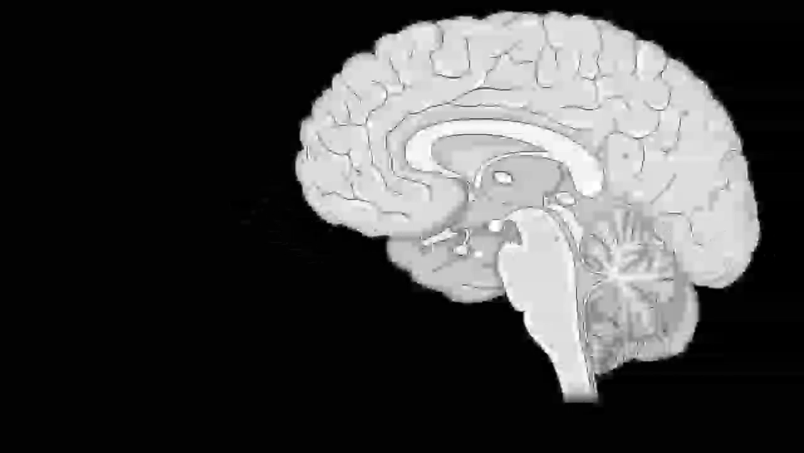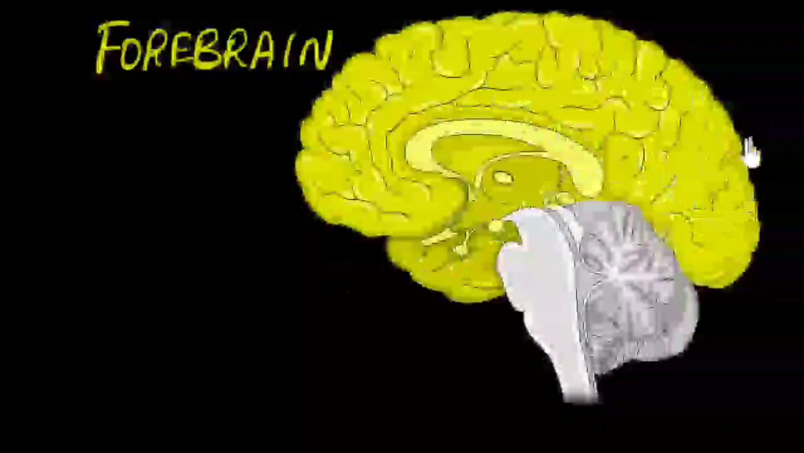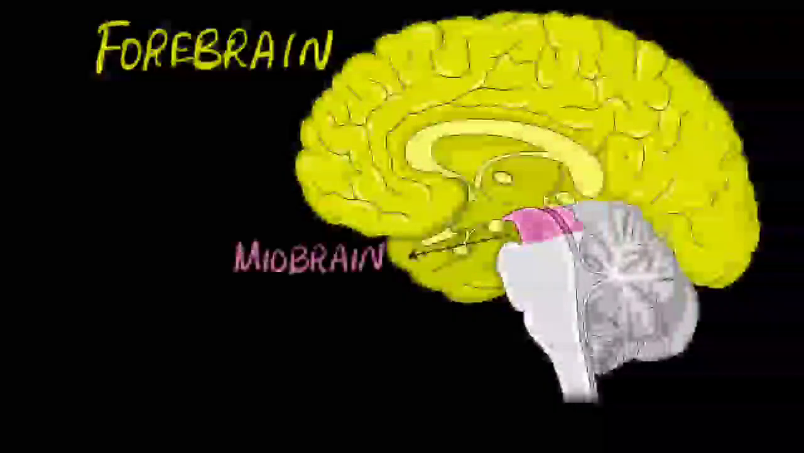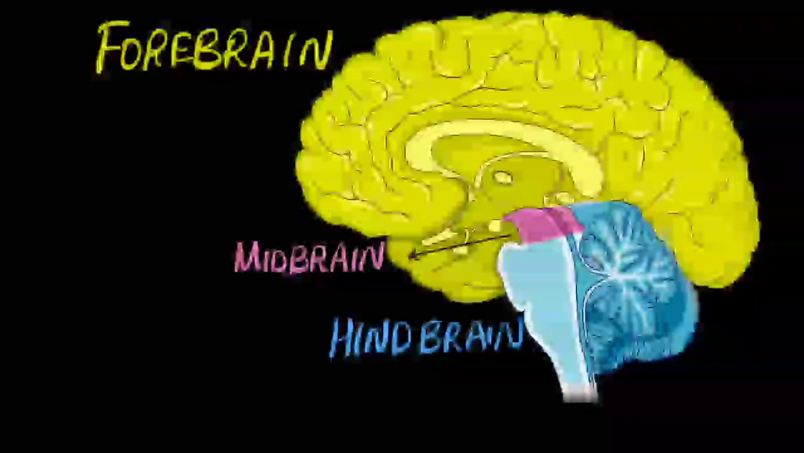We can broadly divide our brain into three parts. The forebrain, which is this big yellow section. The midbrain, which is this tiny pink section. And the hindbrain, or the lower brain, which is this blue section. Usually when we say humans have a big brain, we're basically talking about this forebrain section, okay?